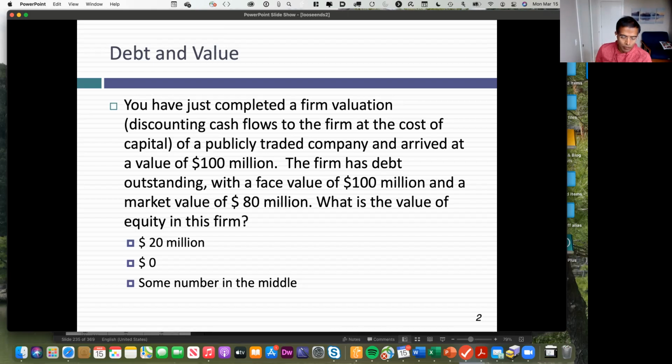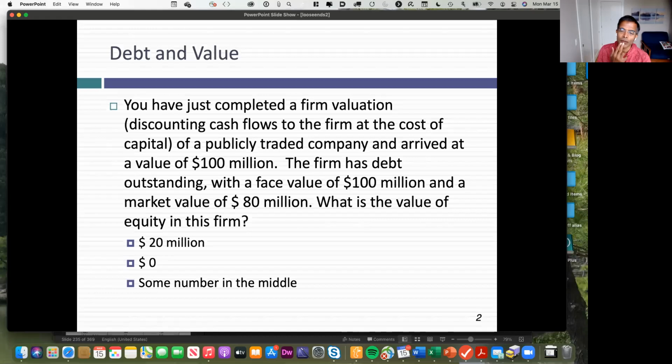Matthew Newber, you're going to be the person I put on the spot here. So I've got 100 million value for the firm and this debt, which has a book value of 100 million, but a market value of 80 million. What's the value of equity in this company? 20 million, 0, or some number in the middle? 20 million. And you got the 20 million by subtracting out the market value of debt from the value of the operating assets. And that's what every valuation textbook will advise you to do, subtract out the market value.